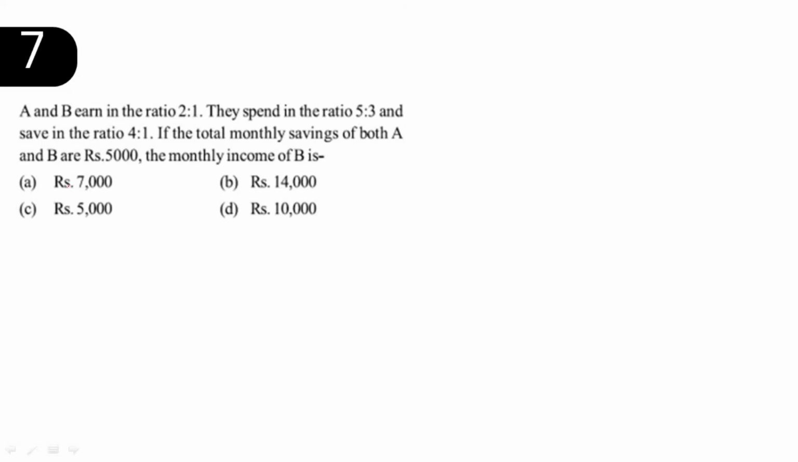The monthly income of B is, just think about the question, just read the question once, that A and B earn in the ratio 2:1, that if A earns 100 rupees, then B earns just 50 rupees, and they both spend in the ratio 5:3 and save in the ratio 4:1. Okay, so just let us just assume that unit of ratio be X for earning and Y for spending.